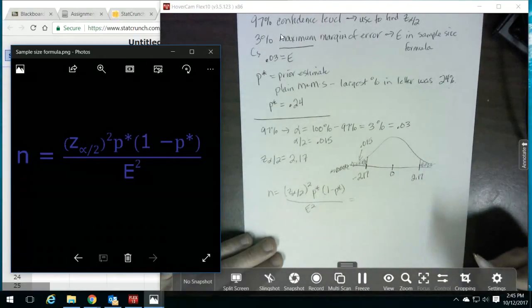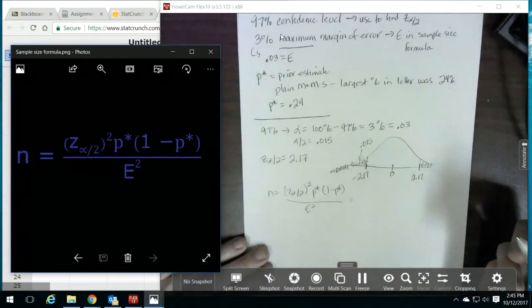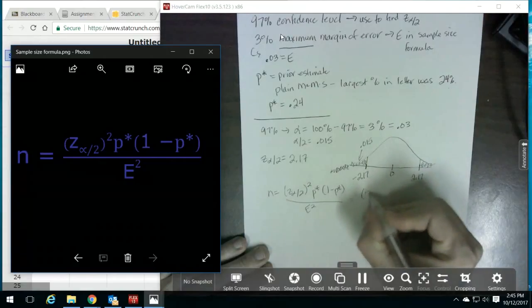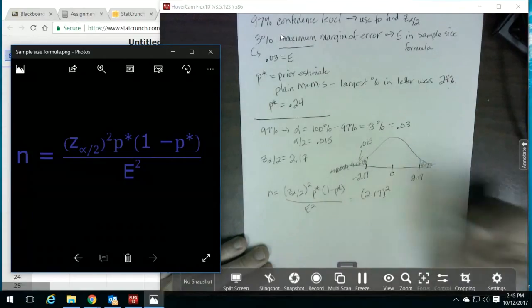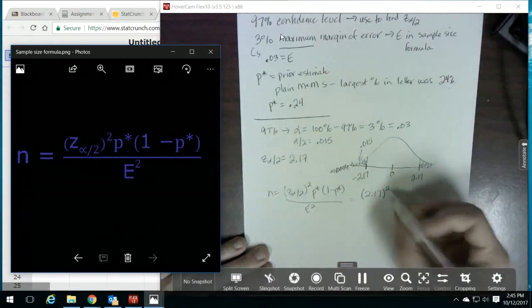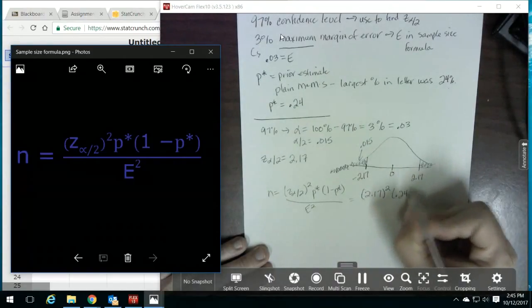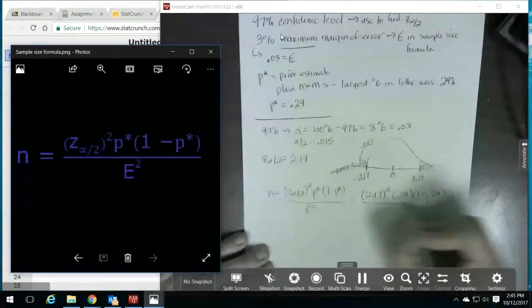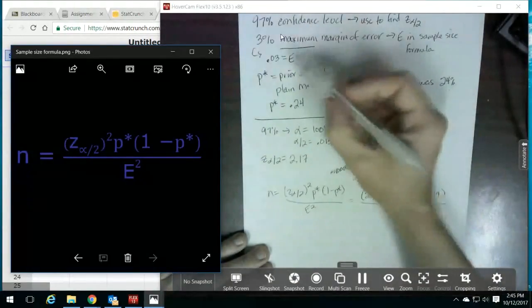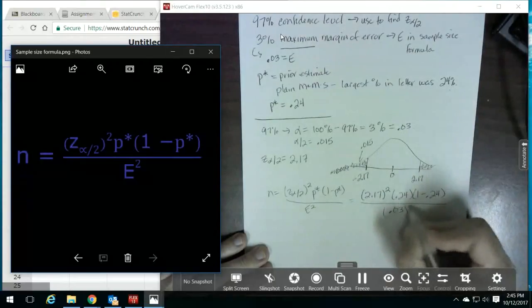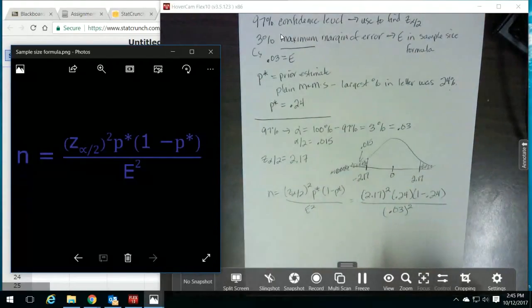And just plug in all of the numbers that I have. And again, everything in this, if it was a percentage, it has to be in a decimal form. So I'm going to take my 2.17, I have to square that, and my p star was 0.24. And then I have 1 minus 0.24. My e up here was 0.03, and I have to square that as well.